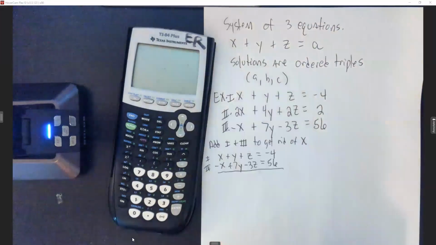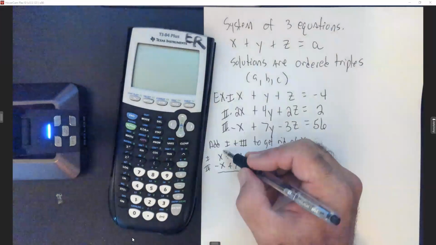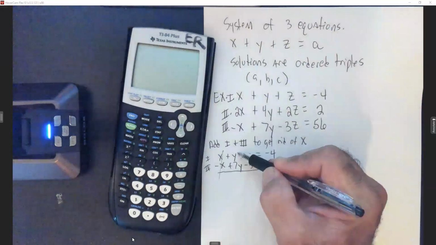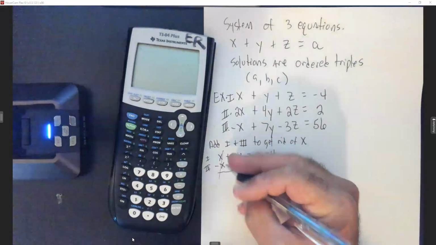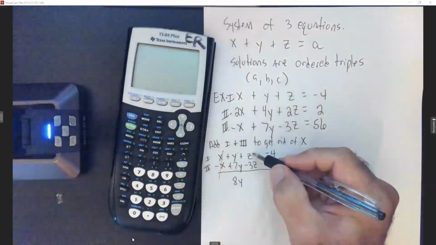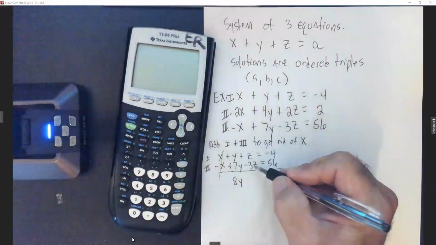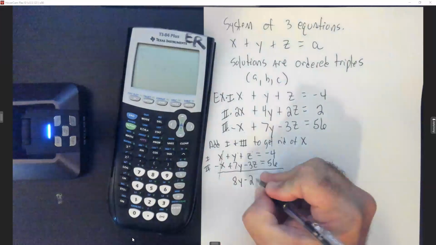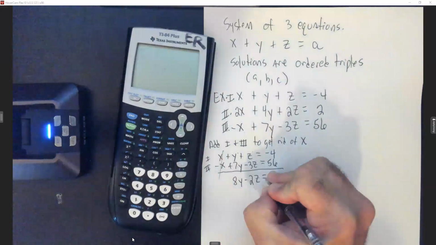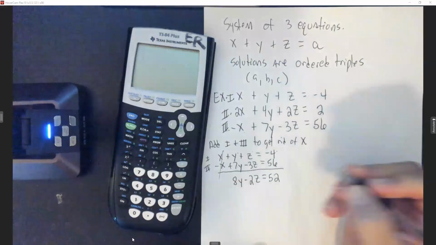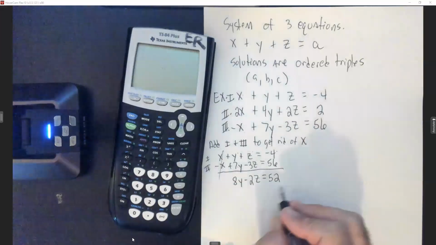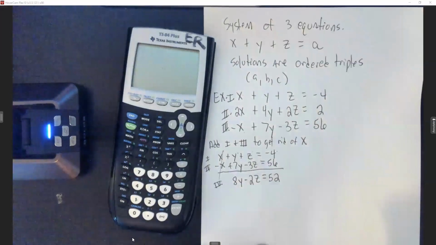That was equation 1 and equation 3. But notice what happens. The x is gone. 1y plus 7y is 8y. 1z and negative 3z gives me a -2z. And then 56 and -4 give me 52. This new equation, I'm going to call my fourth equation.